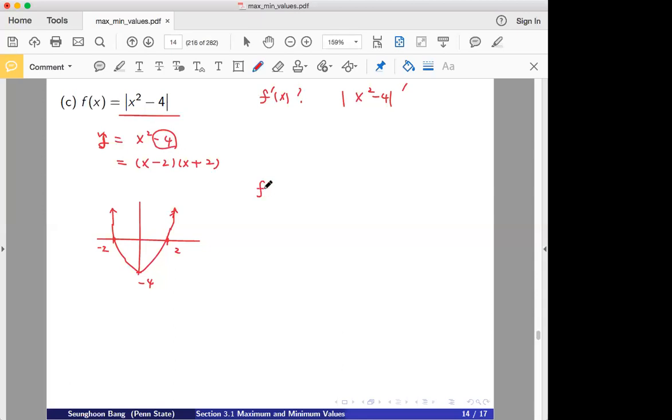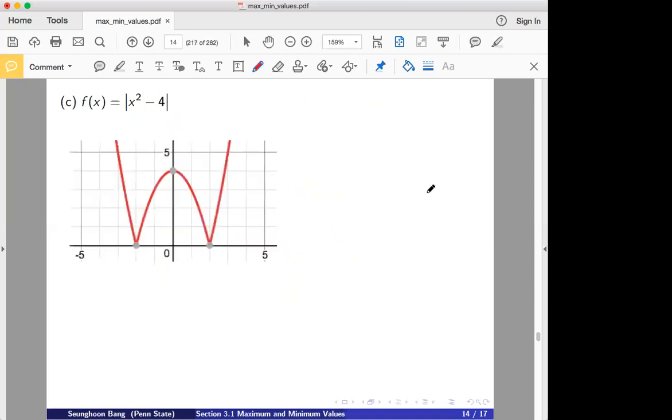What is the absolute value? At negative 2 and 2, the positive part doesn't change. Exactly, it doesn't change, same thing. What about the negative part? You have to reflect it about the x-axis, going up. So like this. This is the absolute value of x squared minus 4.